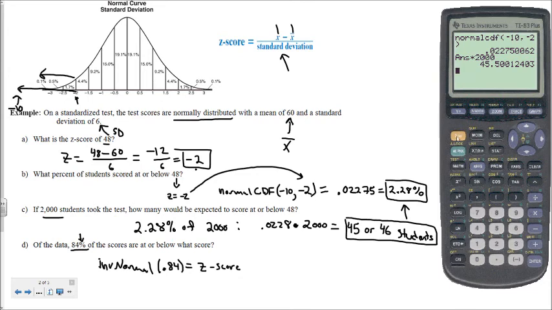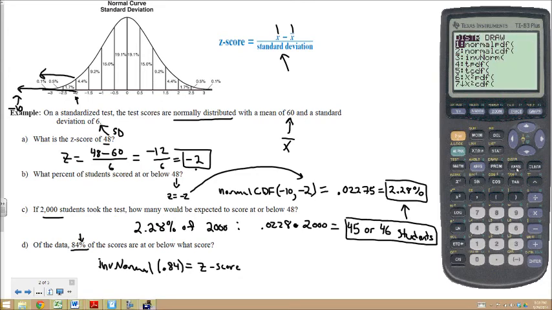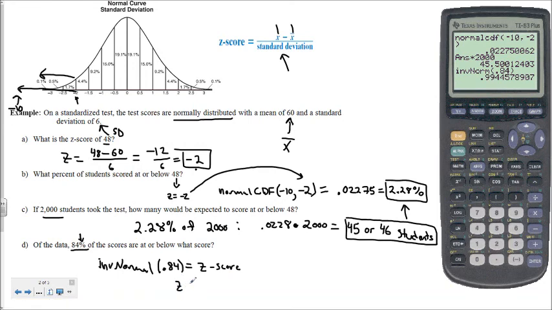To access it, it is also in the distributions key menu. So I'm going to hit the distributions key and do inverse normal of 0.84, enter, and I get 0.9944. So my z-score is equal to 0.9944.